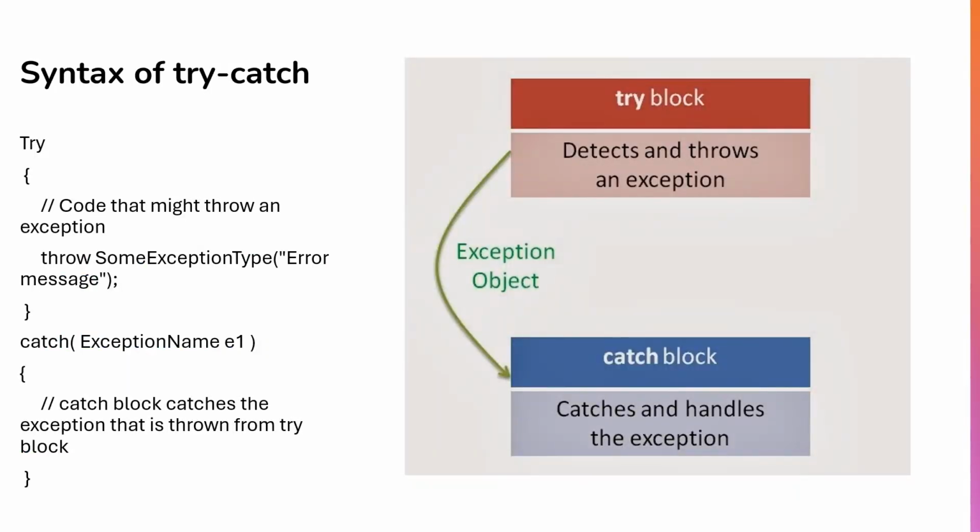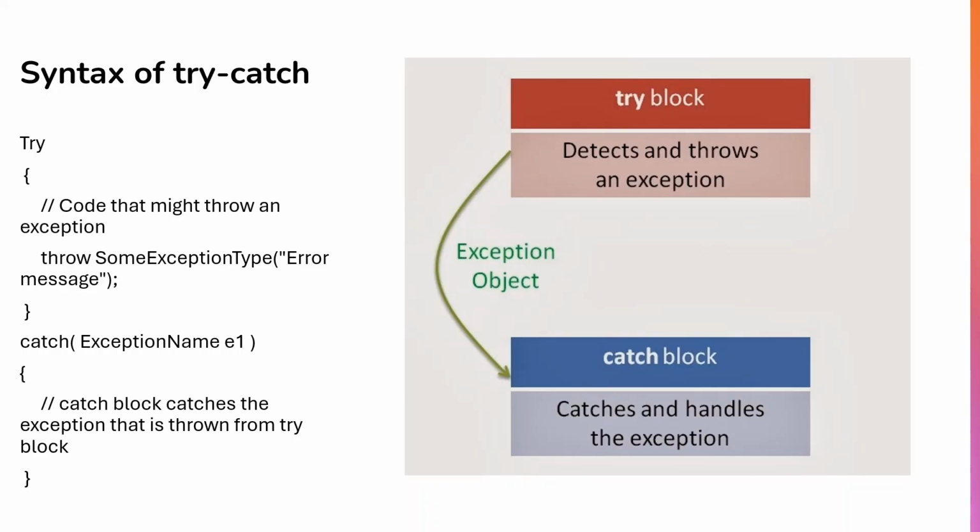This is the syntax of try and catch. In the try block, code that may throw an exception throws some exception type with a message. So it will have some programming code that will throw an exception, and some exception types will be mentioned, such as arithmetic, array index out of bounds, out of memory, like this. Then catch takes the exception name, an object e1, such as arithmetic exception. The catch block catches the exception that is thrown from the try block.